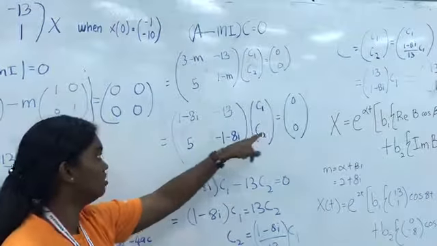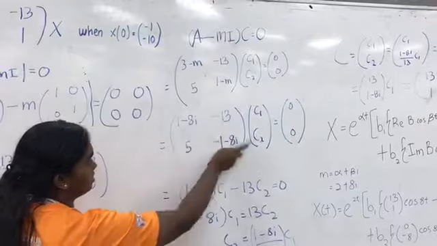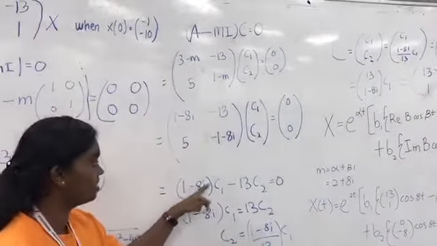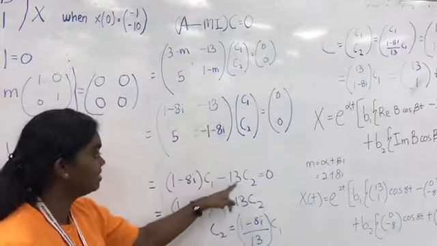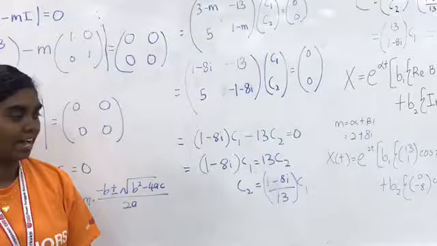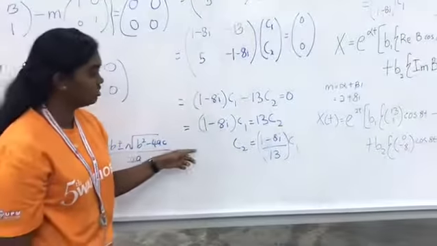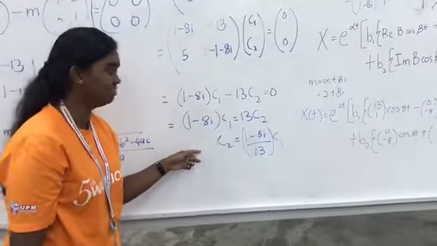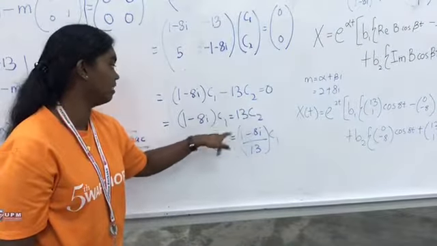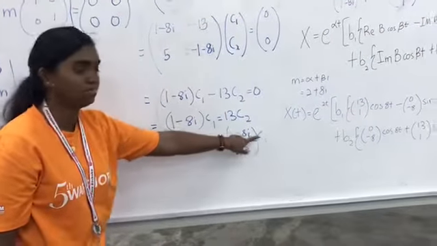C1, C2 equals to 0, and then we have to multiply C1 and C2 inside the matrix. So we will obtain (1 minus 8i)C1 minus 13 C2 equals to 0. Then we have to choose either C1 or C2 as the subject. In this case, I choose C2 as the subject, so I bring C2 to this side, and then C2 equals to (1 minus 8i) over 13 times C1.